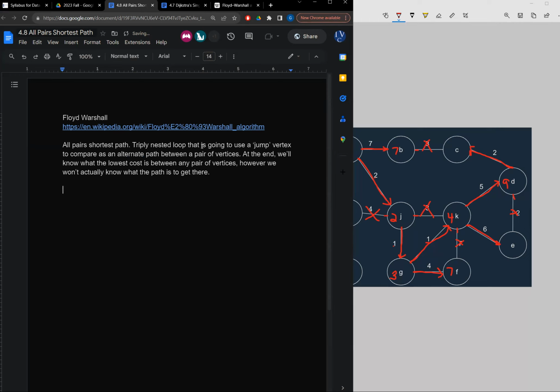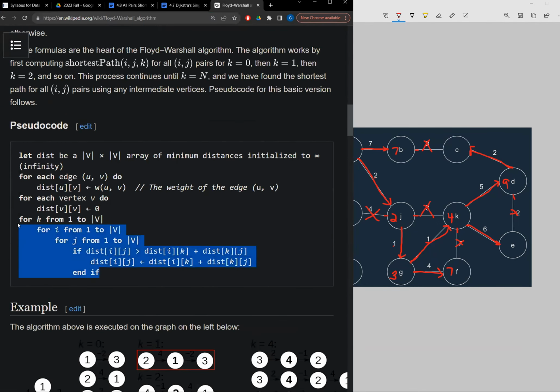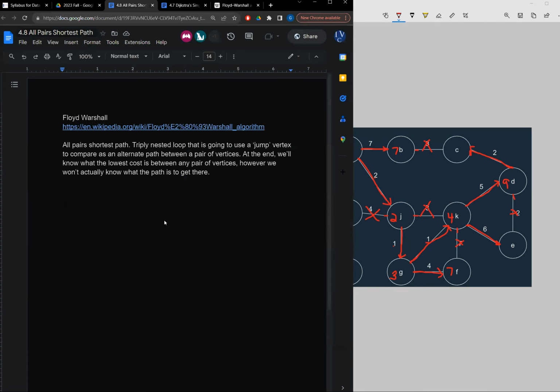All right, so the code is pretty straightforward. So a for loop for all the vertices, a for loop for all the vertices, a for loop for all the vertices. All right, so we're going to compare ij versus ik plus kj. If the sum of these two is smaller than the value in a given cell, we replace that cell's value with that sum.